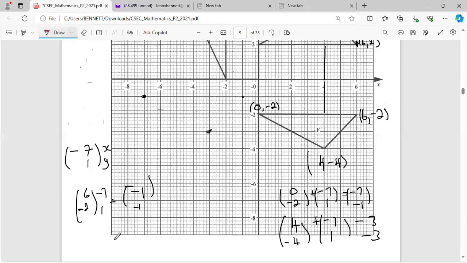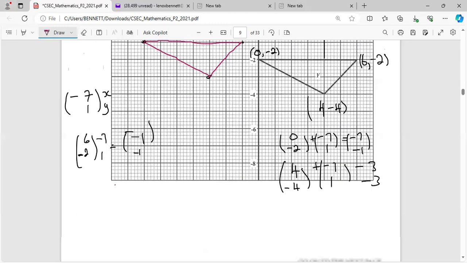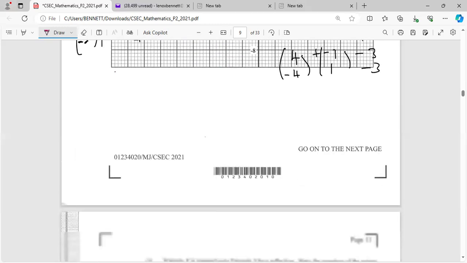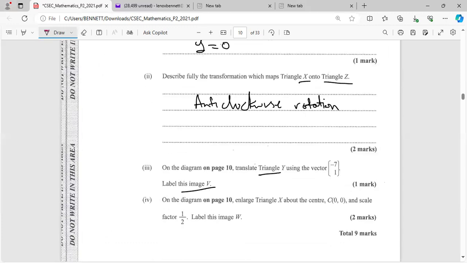All right, let me draw it now. So to draw it like that now, and we have the translation. Notice the shape does not change. It's the same shape. It only goes 7 across and 1 up. But the size and everything remain the same. All right? So they ask us to do that, we complete that.